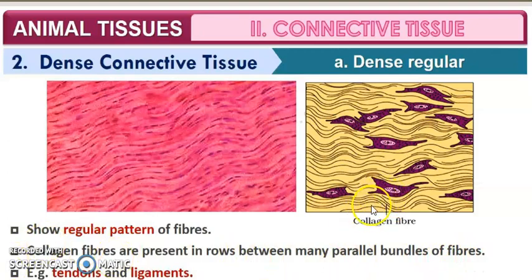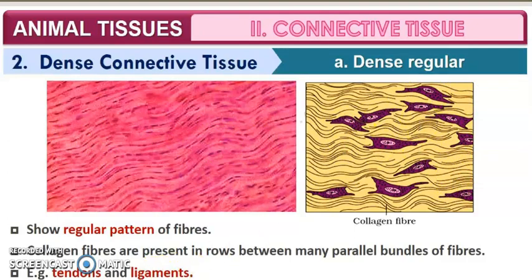Collagen fiber will be present in rows. You can see it is present in the rows between many parallel bundles of fibers, right? So you can see many bundles of fibers. Between the bundles of fibers we are able to find the collagen fibers, right? This is the microscopic view, children, and this is the diagram of this dense regular connective tissue.